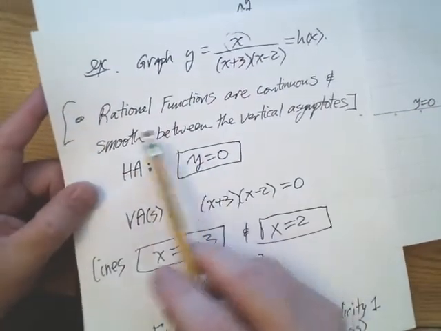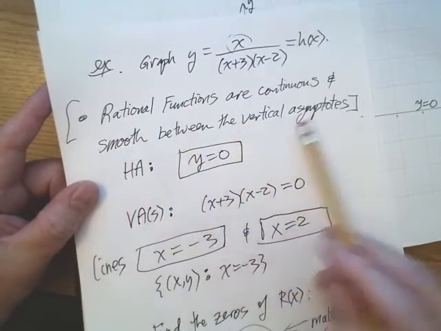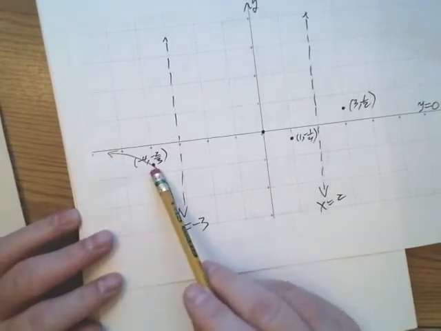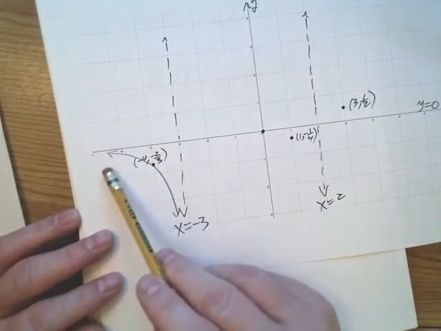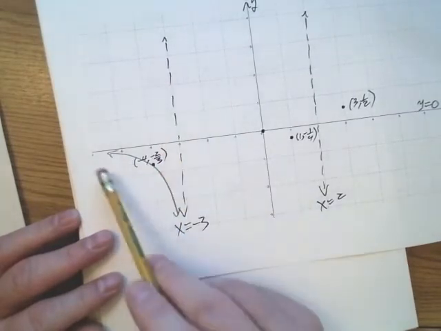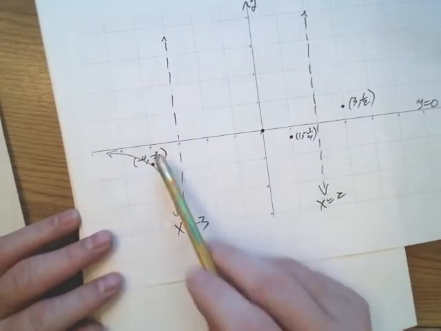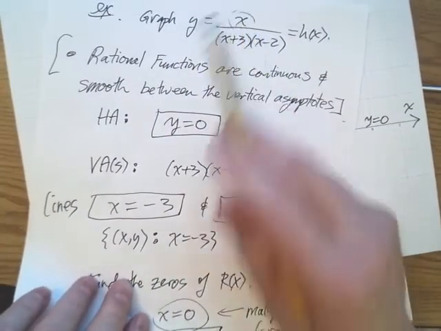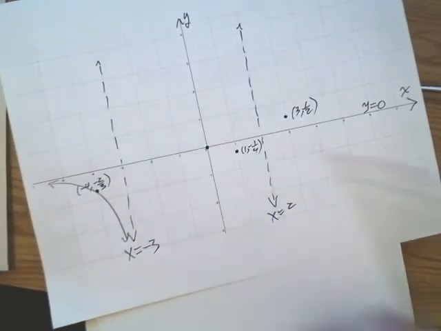Oh, I forgot to mention this. Rational functions are continuous and smooth between vertical asymptotes. So you've actually got continuity here. It's got to go through that point, and it's got to be asymptotic to these two. Maybe it looks something like that. But if it did that, it would have to cross somewhere, right? But it only crosses the x-axis where r of x is equal to 0, and I already know where that occurs right there.